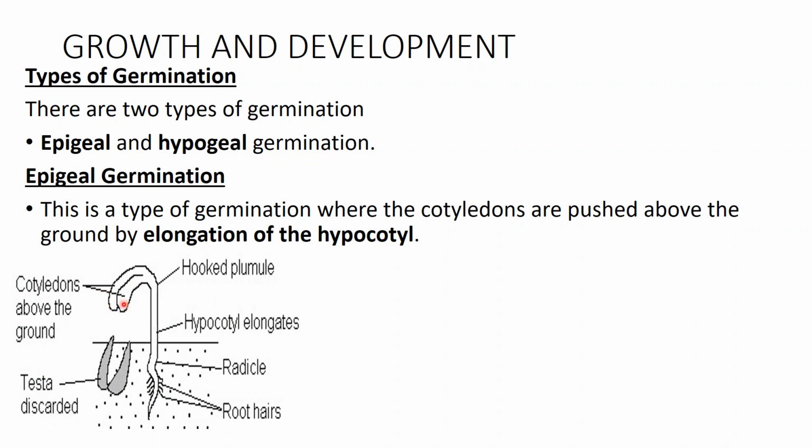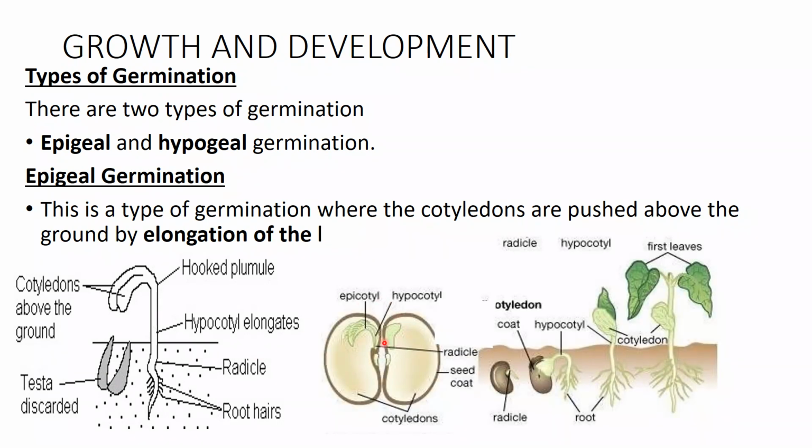So this is a cotyledon which is above the ground, and the plume is going to have this hooked shape. Okay, so this is the hypocotyl that has elongated. The radicle and the root hairs are going to be down there, and the tester is going to be discarded since the seed coat has been broken. Okay, so just to take a look at this stage by stage, we can take a look at this. The regions near the radicle and the plume are the epicotyl and the hypocotyl.